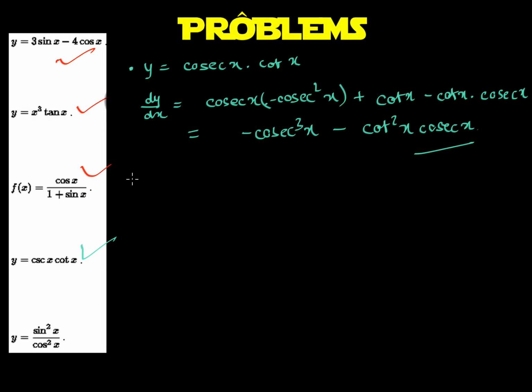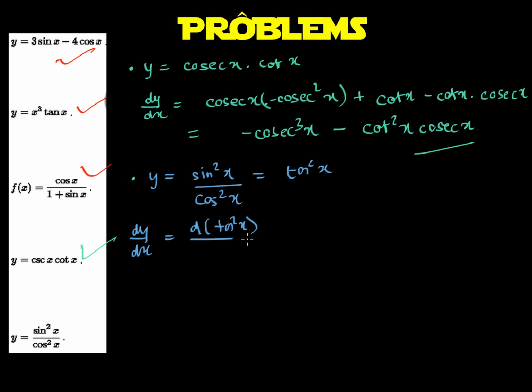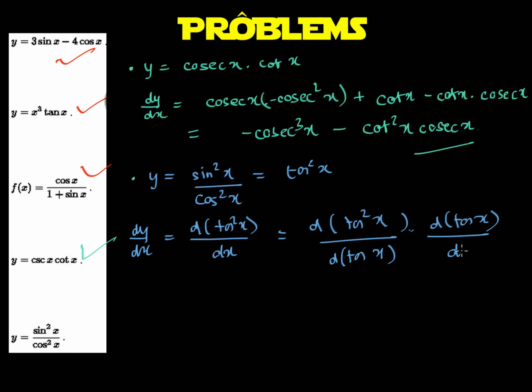And then the last one, in the last one we have y is equal to sine square x divided by cos square x. Well, what is that? That's just tan square x, right? So dy by dx essentially is telling us to find d of tan square x divided by dx. You can use a lot of rules over here, but let's use the chain rule now, right? So we have d of tan square x divided by d of tan x times d of tan x divided by d of x.